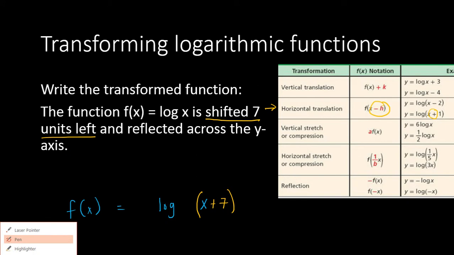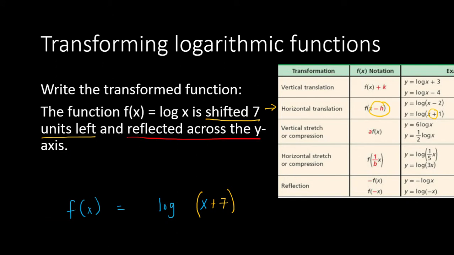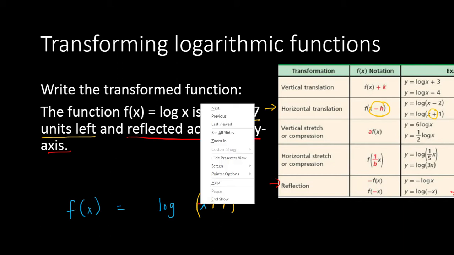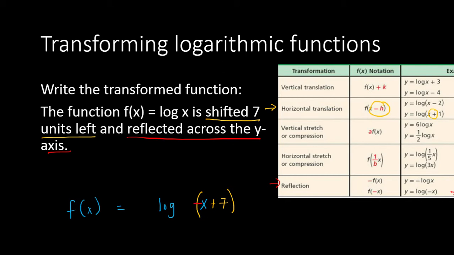Okay. So what about reflecting across the y-axis? Okay, well, I go to my reflection row. Reflection across y happens when I take f of negative x. So that means I must have a negative sign in here. Okay? So log of negative x plus 7 would reflect a shift 7 units to the left and a reflection across the y-axis. Let's do another.